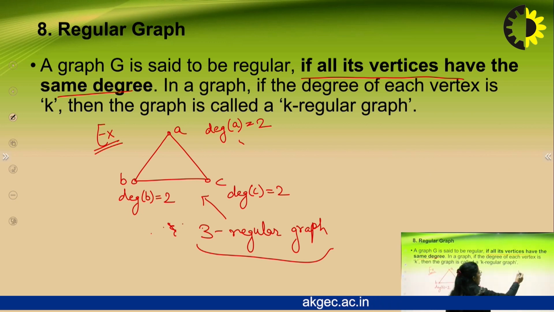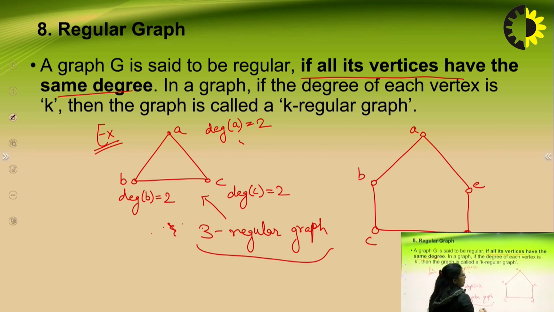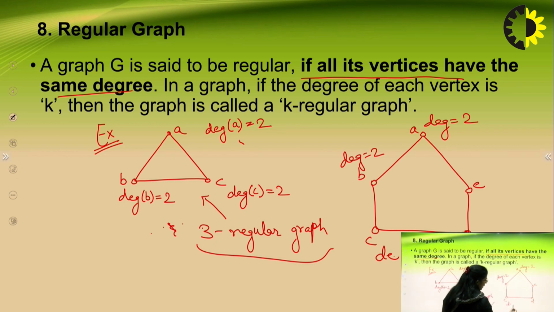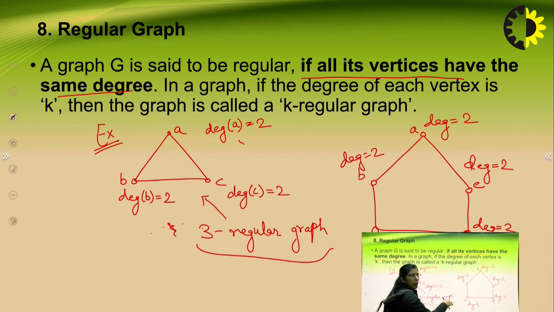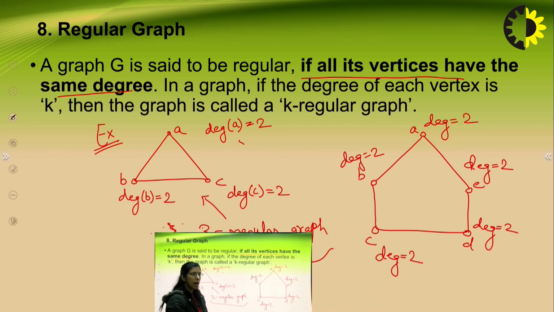Similarly, if we have a pentagon, here also we can see that each of these vertices has degree 2. Here also degree is 2, degree 2, similarly 2, and this one also has 2. So we can say all the vertices in this graph have the same degree. So it is an example of a regular graph.